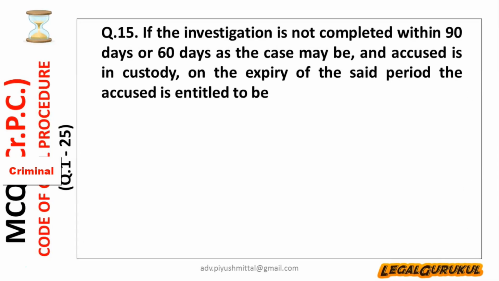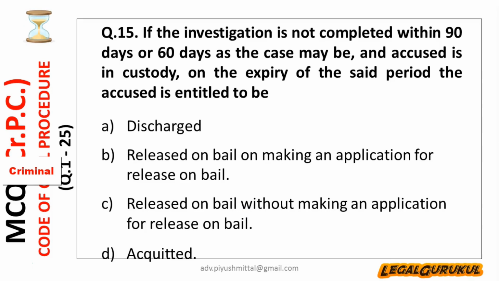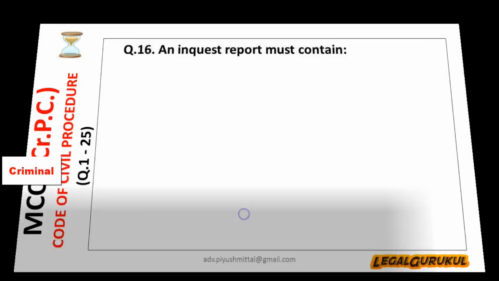Question number 15. If the investigation is not completed within 90 days or 60 days as the case may be, and the accused is in custody, on the expiry of the said period, the accused is entitled to be A. Discharged. B. Released on bail on making an application for release on bail. C. Released on bail without making an application for release on bail. D. Acquitted. And the correct answer is B. Released on bail on making an application for release on bail.